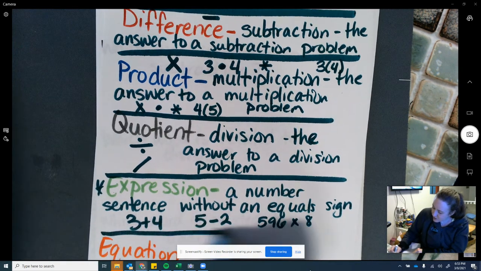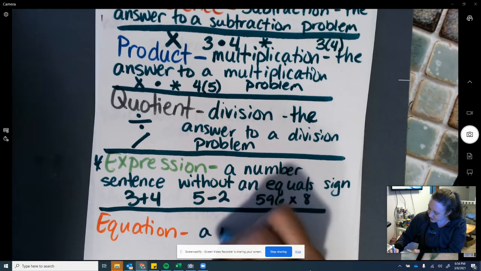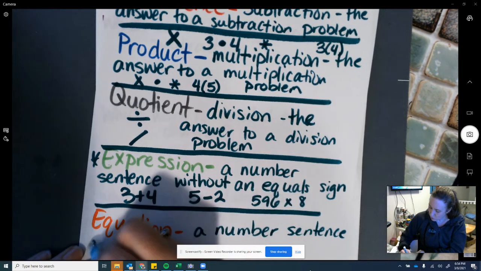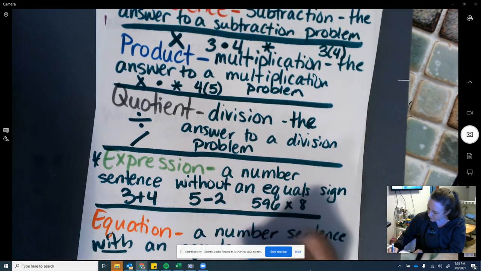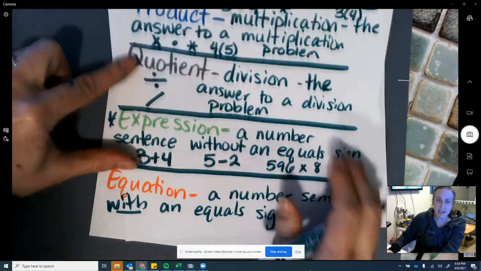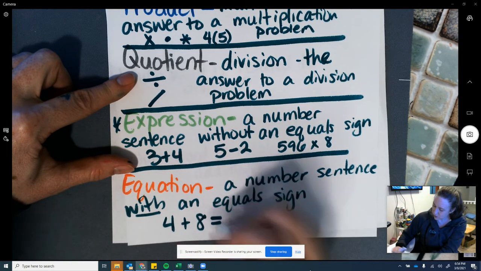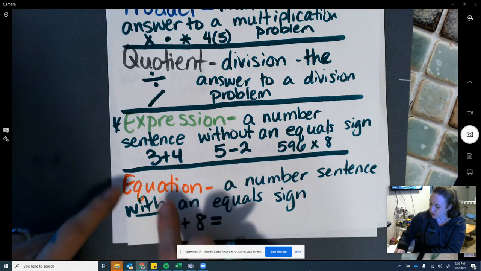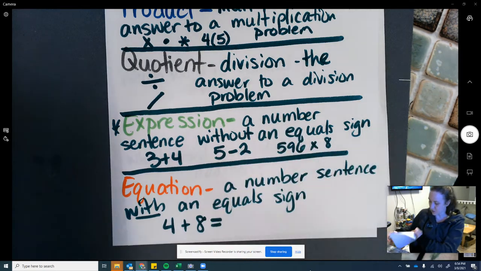Okay, an equation is a lot like an expression, except it has an equal sign. So an equation is a number sentence with an equal sign. So it tells you that you need to actually solve it. So if we have 4 plus 8 equals, that's an equation. It tells you that you need to solve it. The equal sign tells you that you need to solve the problem. So an equation has an equal sign. An expression tells a number story.